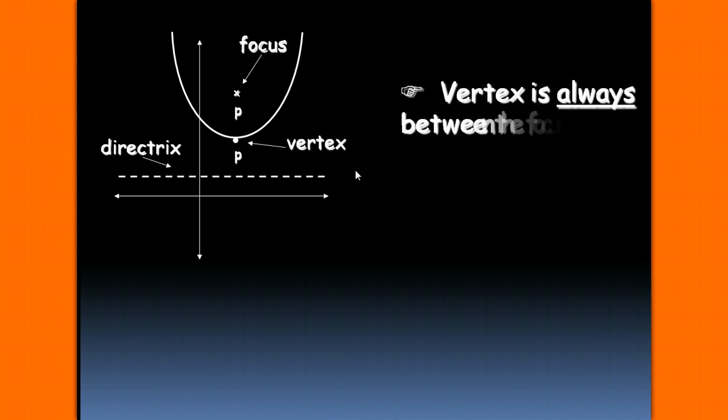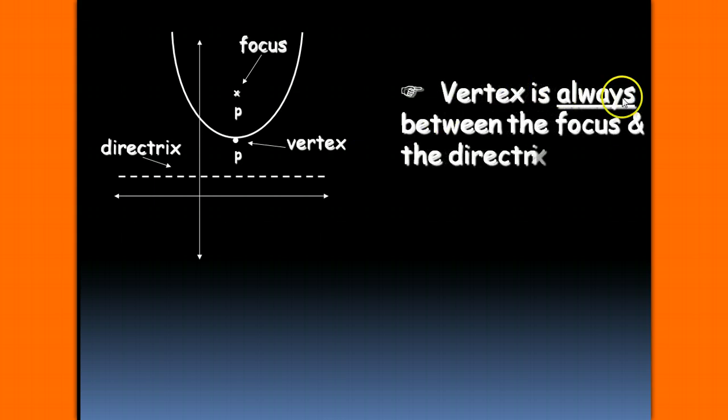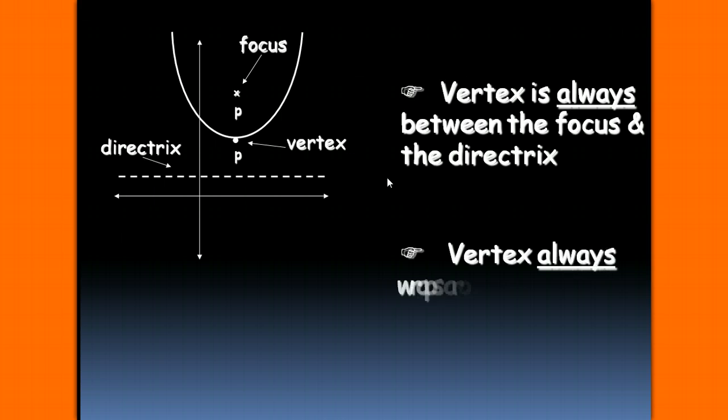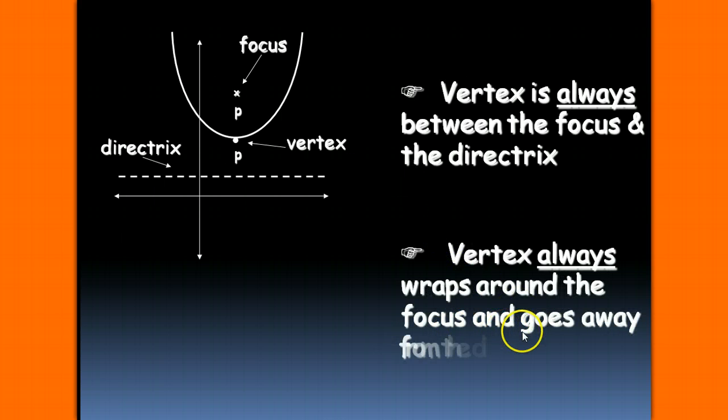First note is the vertex is always between the focus and the directrix. Always. That doesn't change. A parabola always wraps around the focus and goes away from the directrix. So as we can see, it wraps around this way, and then it wraps around the other way, away from the directrix, around this focus in the middle.